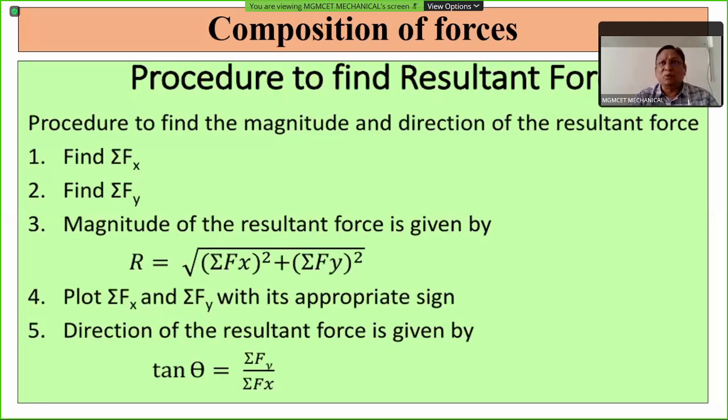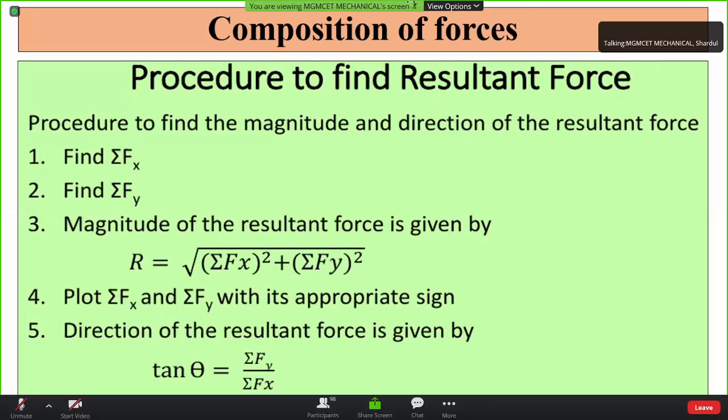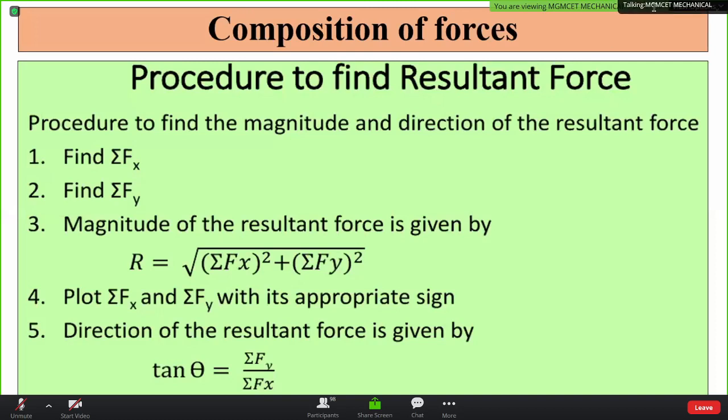Concurrent force system means a number of forces acting on a body, and they are concurrent. Then how to find the resultant? The first step is always to resolve the forces. Resolve the forces means what? Split the given forces into their two components, x component and y component. So first of all, resolve everything. After resolving, then we will start.